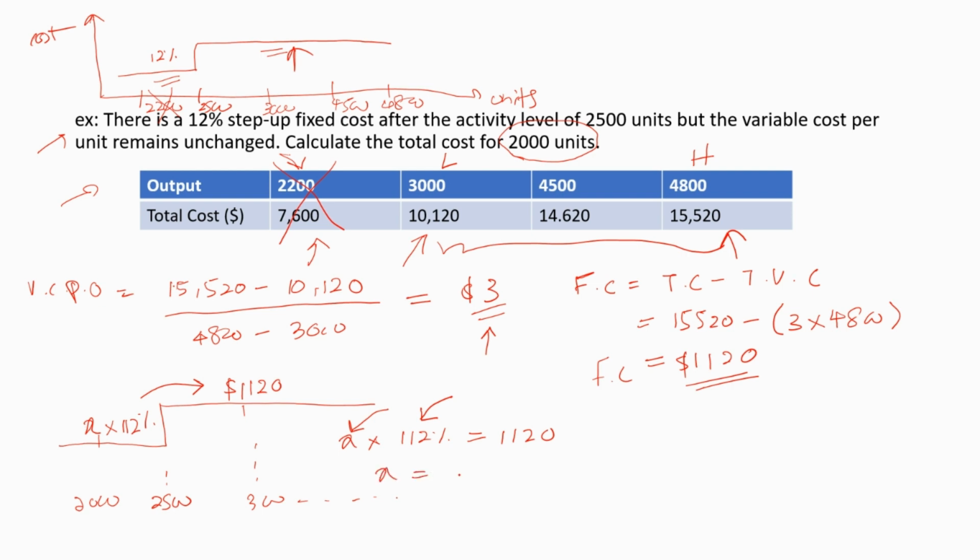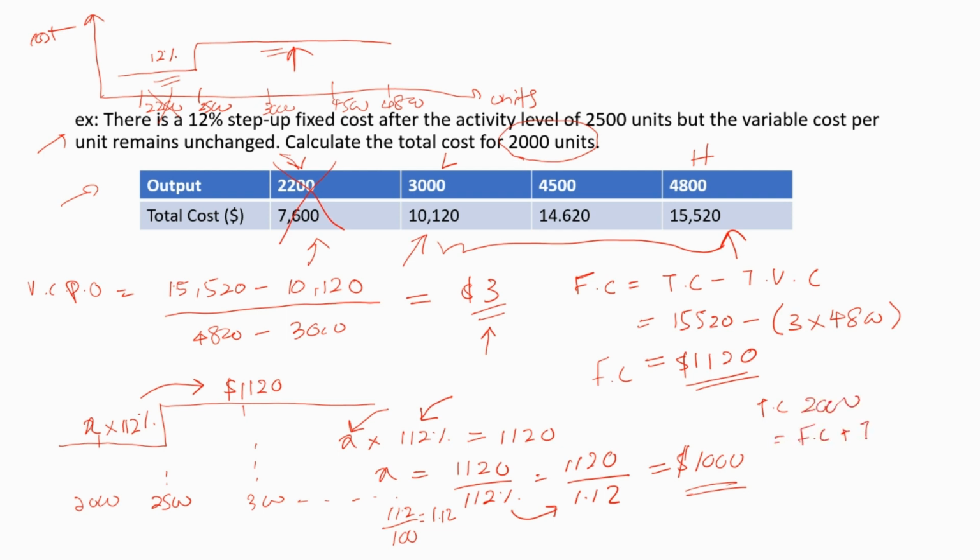So the X value is equal to 1,120 divided by 112%, which means 1,120 divided by 1.12. You have to convert this percentage into a decimal value. How you can do that is you can divide the 112 by 100. This is equal to 1.12. So the fixed cost is equal to $1,000.